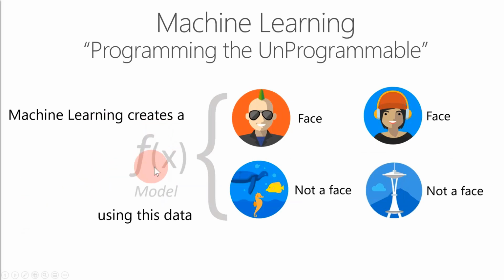And machine learning, what does it do? It creates a model, which is a function. A function is an approximation of reality. And it uses data that is used to train the model.